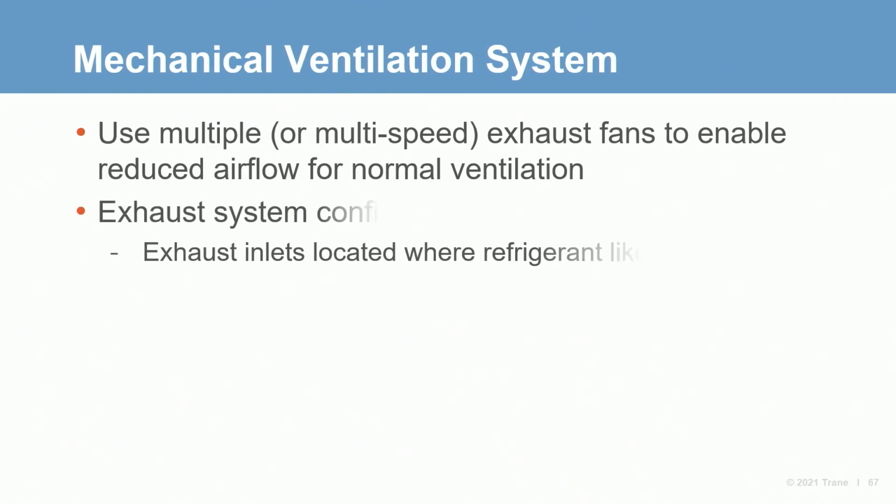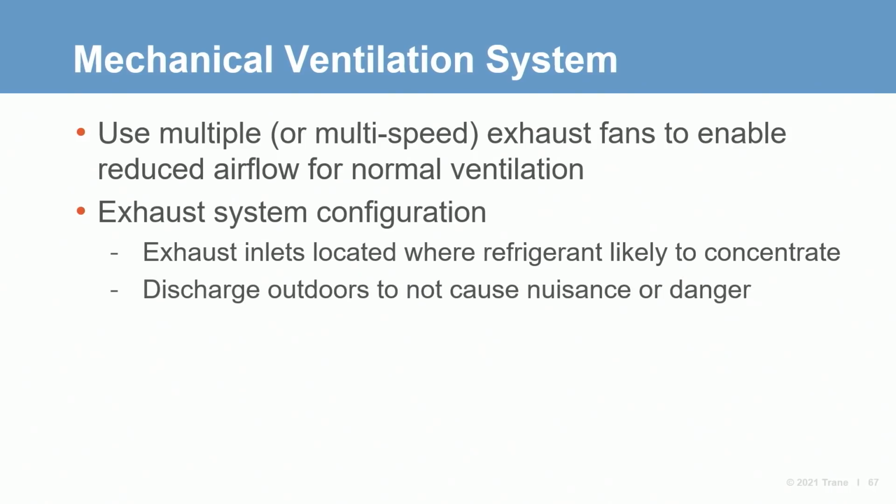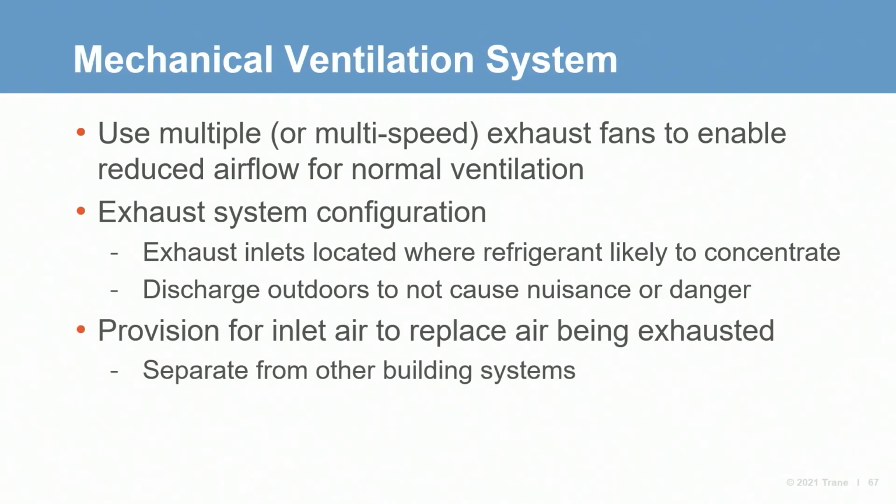The standard requires that exhaust inlets be located where the refrigerant is likely to concentrate. And the air must discharge outdoors to a location that doesn't cause a nuisance or danger. It also requires provision for inlet air to replace the air being exhausted, which must be totally separate from any other building ventilation system. And the inlets for this replacement air must be located to avoid recirculation of the exhausted air.